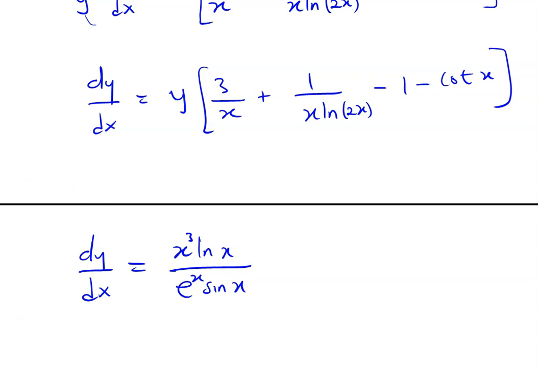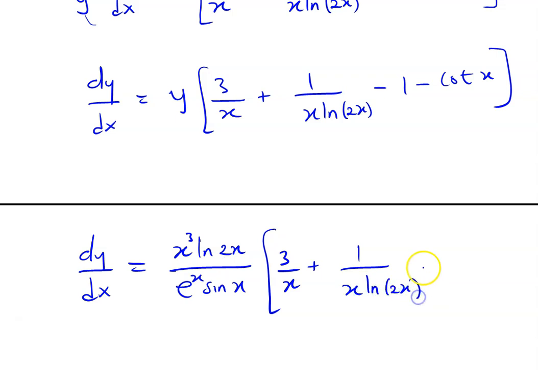This is 2x, not x. So 2x, right? Multiplied by what? 3 on x, plus 1 on what? On x, then 2x, right? Minus 1 minus cot x.